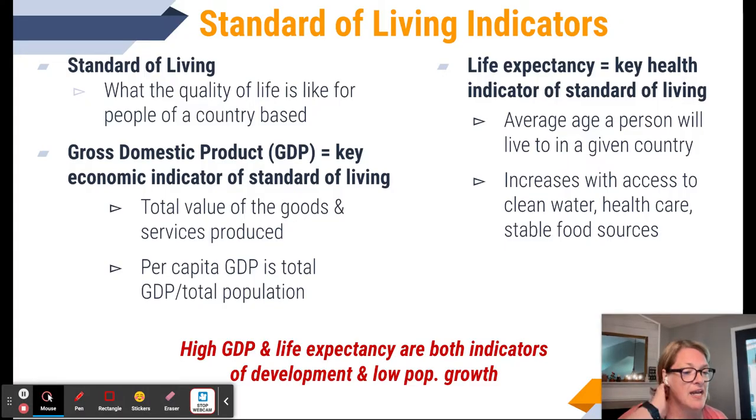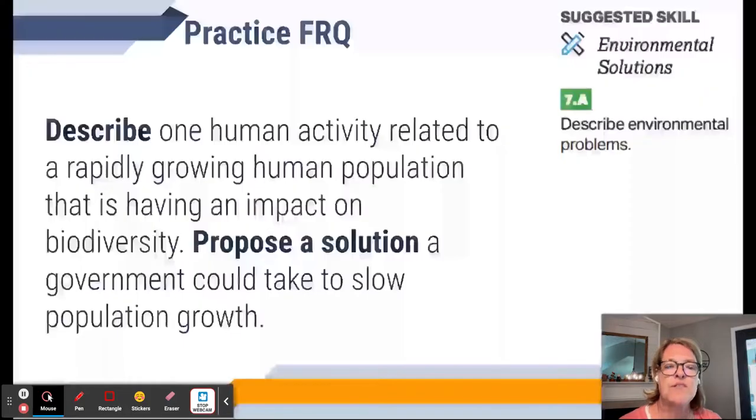And those values are actually published for different countries, and that can give us an idea of the overall health of that country. So life expectancy increases with access to clean water, healthcare, stable food sources, healthy diets, exercise, and all those different cultural aspects also impact life expectancy. So high GDP and high life expectancy are both indicators of a developed country and lower population growth. So that's how these two factors kind of tie into what we're talking about with this unit.